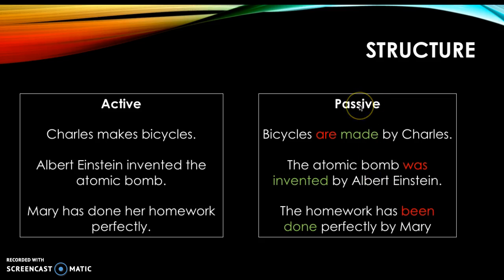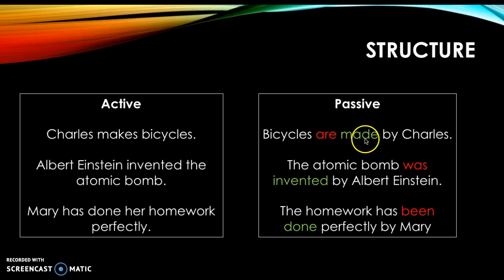Because in the passive voice, as I told you in class, we always have to use the verb to be, depending on the tense. Like in this case it is present simple, and taking into account that this is a plural subject, we are going to use are. In the second one we use was because it is the representation of the past tense, and it is the atomic bomb, so it is singular, that's why it is was. And the last one, the homework has been, in this case, as we are talking about present perfect, we have to use the past participle.